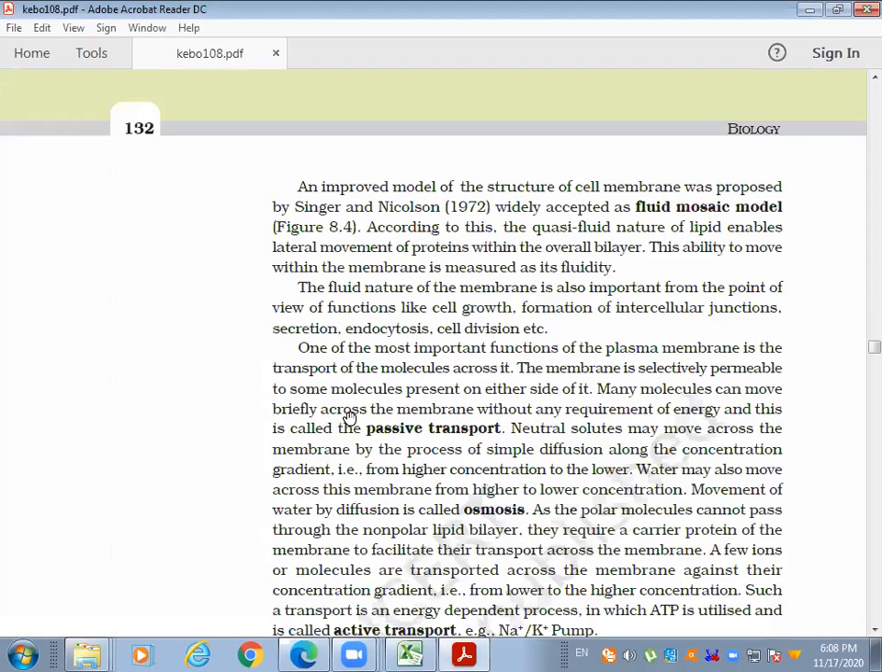An improved model of the structure of the cell membrane was proposed by Singer and Nicholson, widely accepted as the fluid mosaic model.